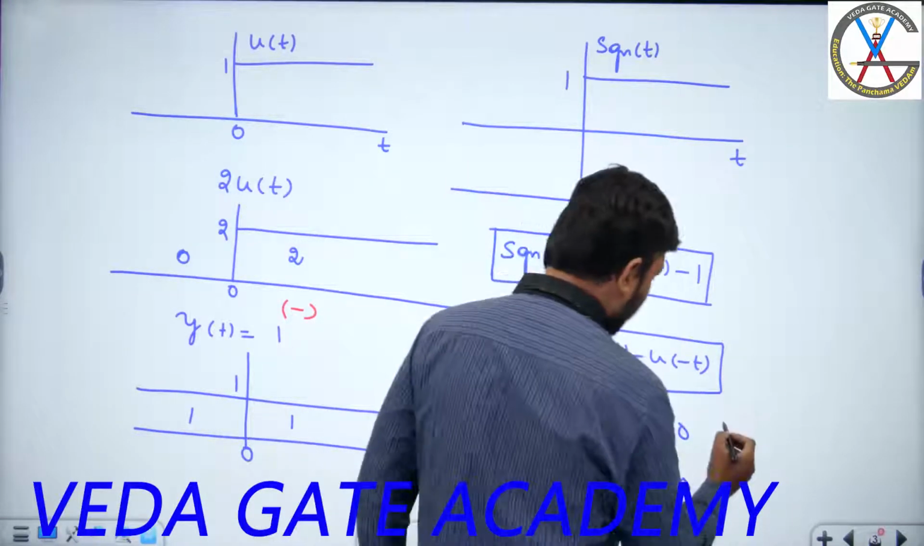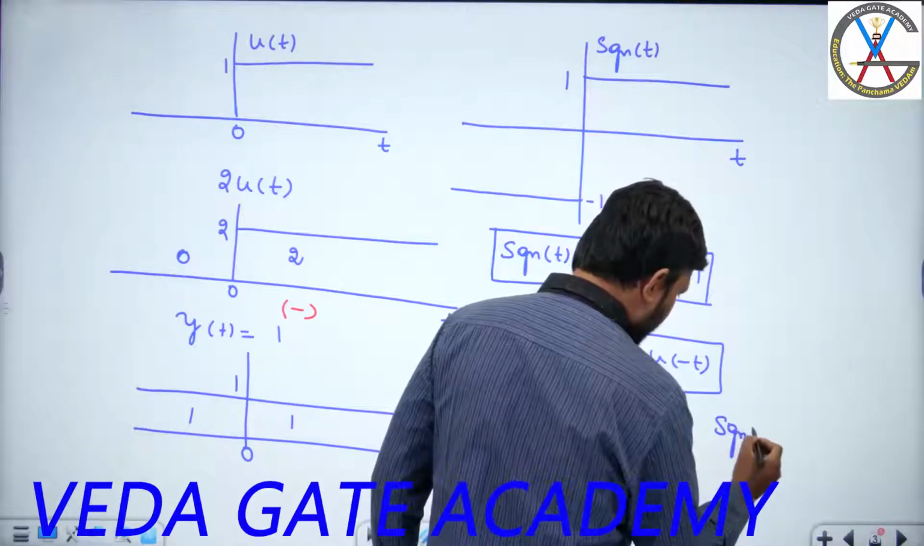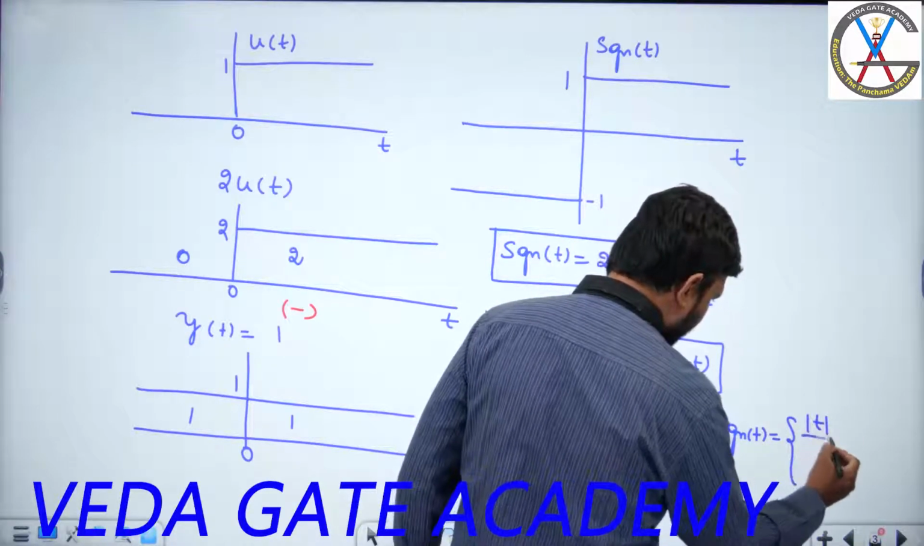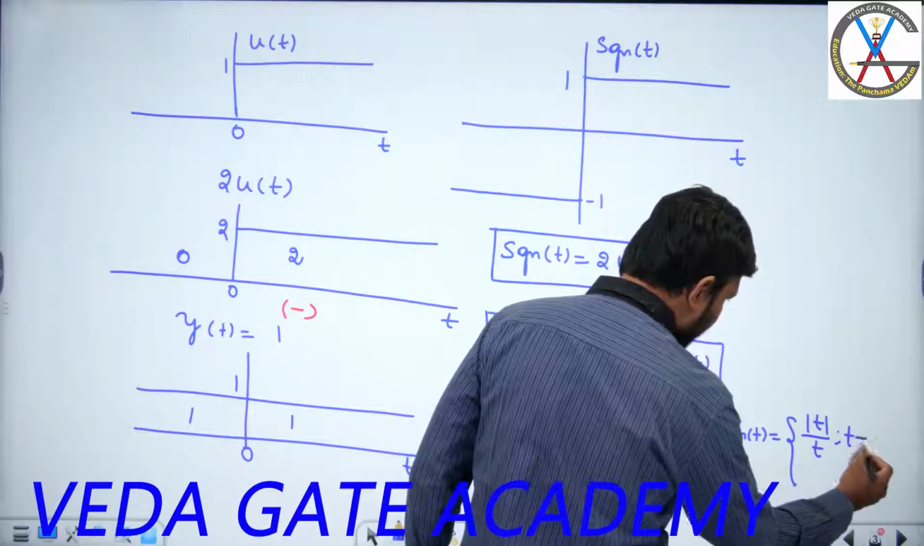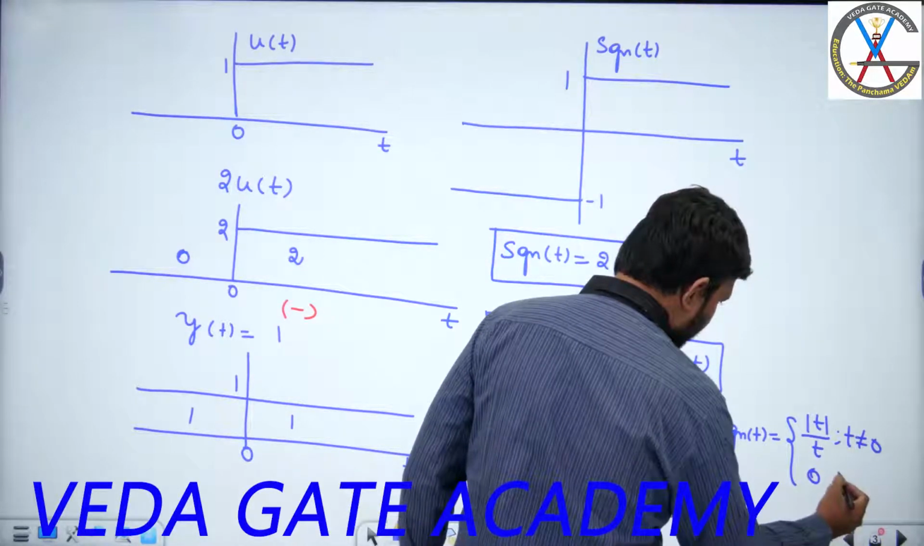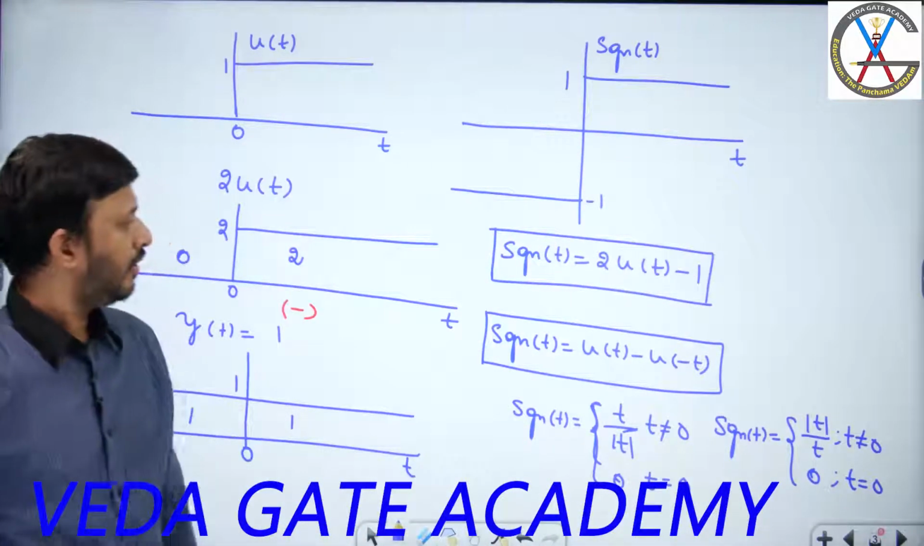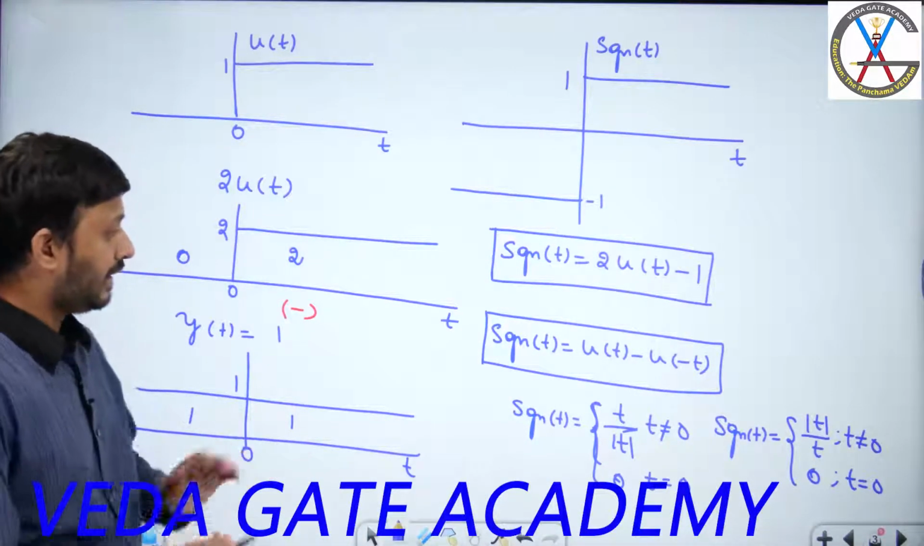Or your signum t can also be written like this: mod t by t for t not equal to 0 and 0 for t is equal to 0. Okay, this is about this signum function.